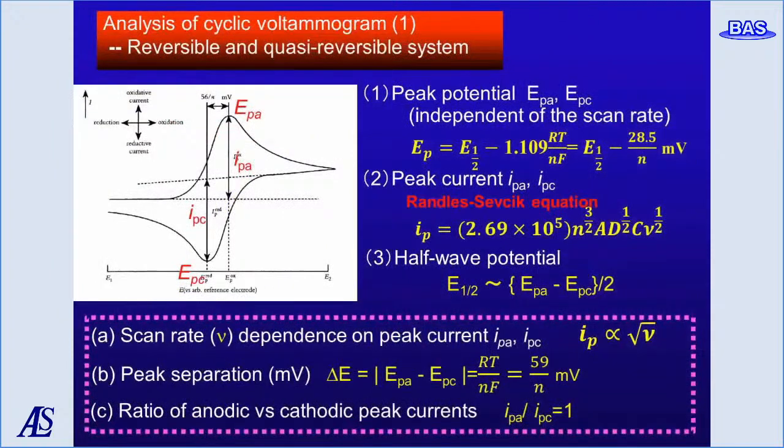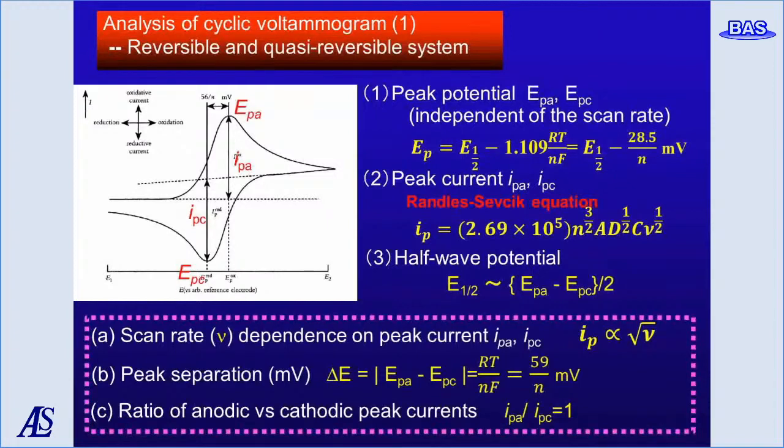Okay, let's analyze the reversible voltammogram. From the reversible voltammogram, as important parameters, the anodic peak potential EPA on the forward scan and the cathodic peak potential EPC on the reverse scan, and their peak currents IPA and IPC are obtained. The half-wave potential can be calculated from half of the potential difference between the anodic and cathodic peak potentials.